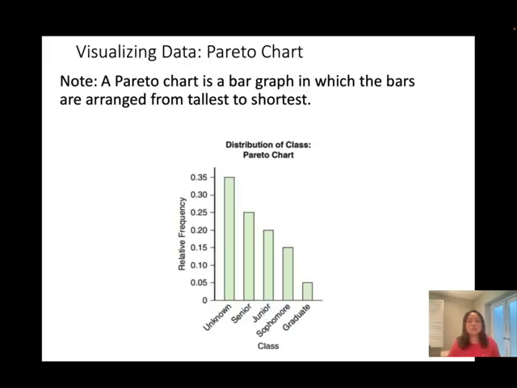Okay, next one. This is called the Pareto chart. A Pareto chart is a bar graph in which the bars are arranged from the tallest to the shortest. It's exactly the same thing. The only difference between the Pareto chart and the bar graph is you have to put the tallest bar on the left, and then put the rest in order like here. This is a Pareto chart.